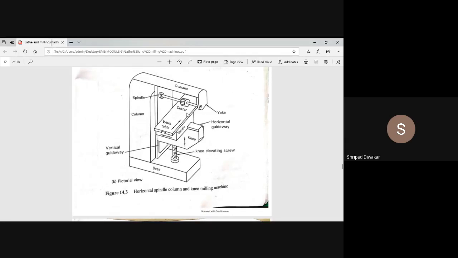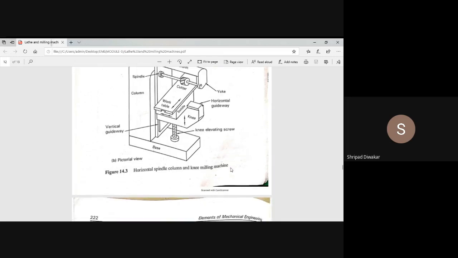Here we fix the job on the work table, and it reciprocates. But in a lathe machine, the workpiece rotates and the tool moves. Here it is the opposite in a milling machine. The cutter is fixed in position and does not move linearly, but it rotates, while the workpiece is fed. Another difference is that it is a multi-point cutting tool, because we have to remove the extra material. And this is the 3D diagram of the horizontal milling machine.